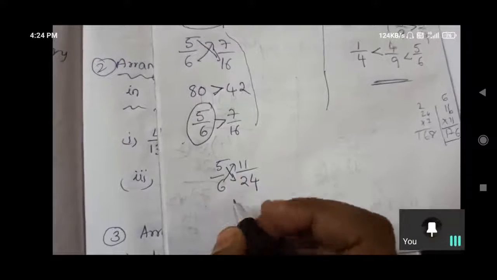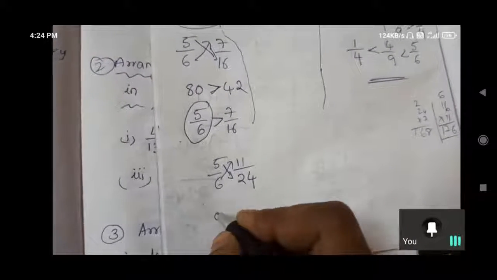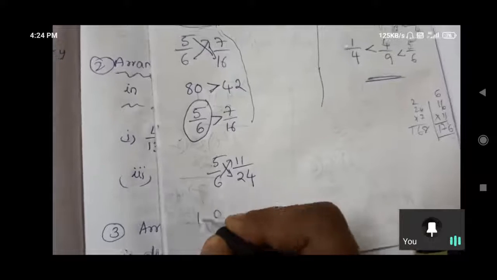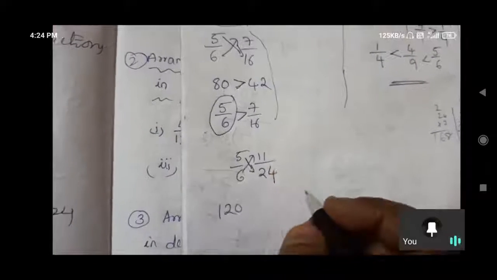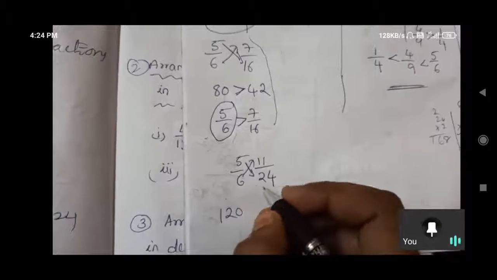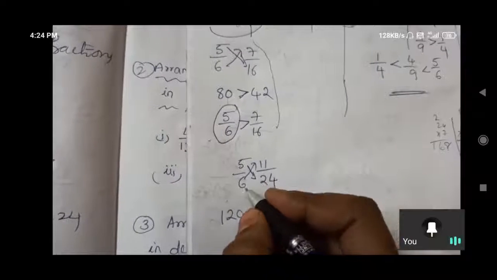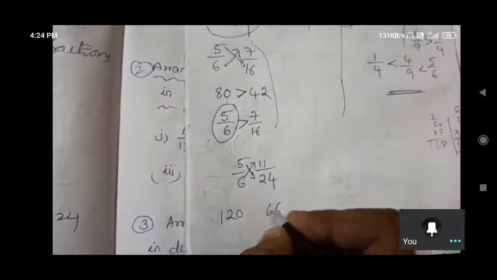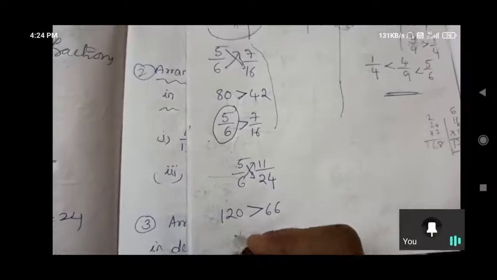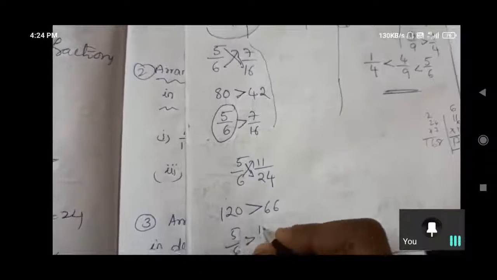So here 5 by 6 and 11 by 24. 5 into 24. So 5 4s are 20. 5 2s are 10, 120. 24 5s are 120. And 16 11s are, 11 6s are 66. So 5 by 6 is bigger, Nana. 5 by 6 is greater than 11 by 24.